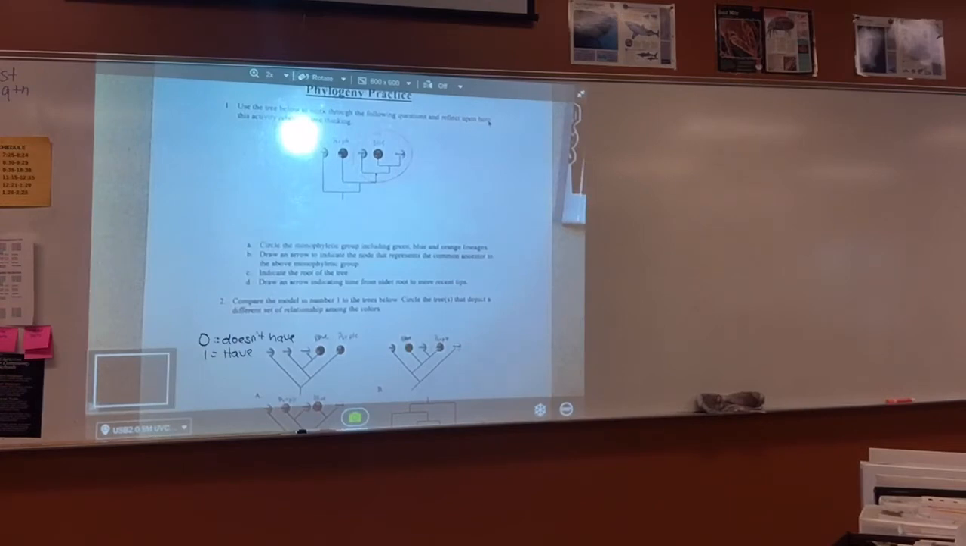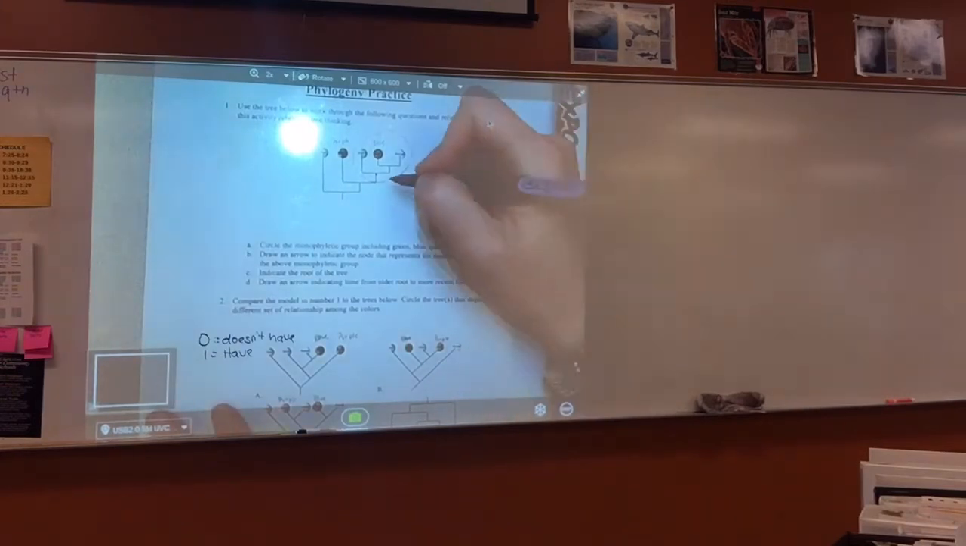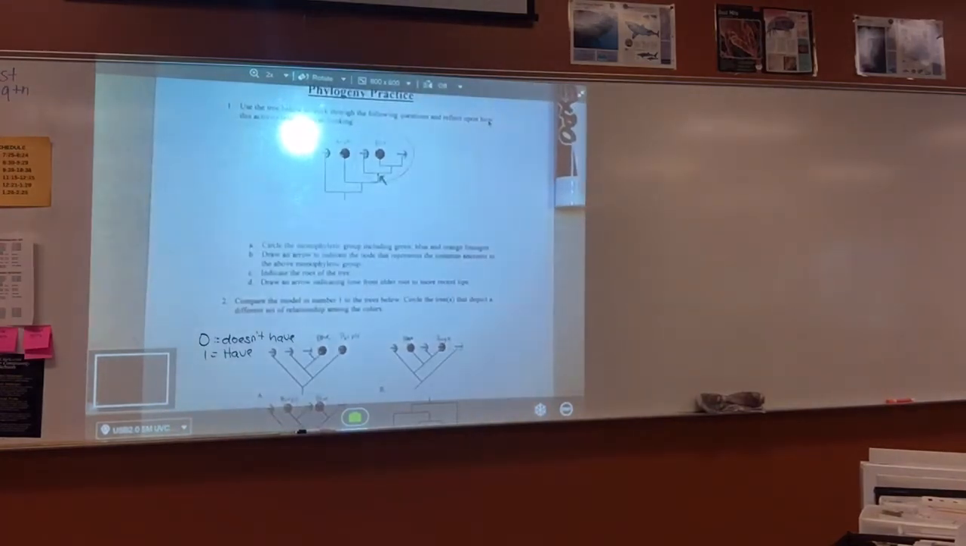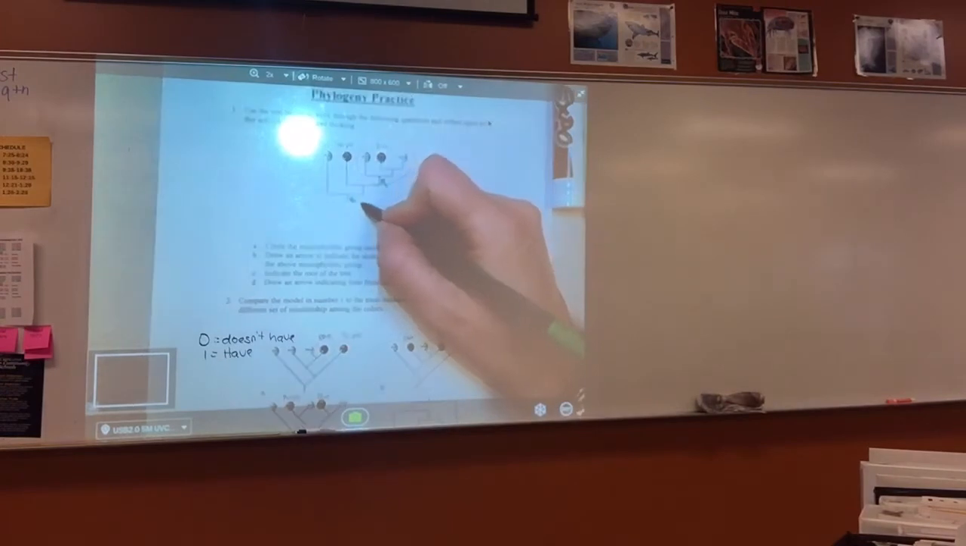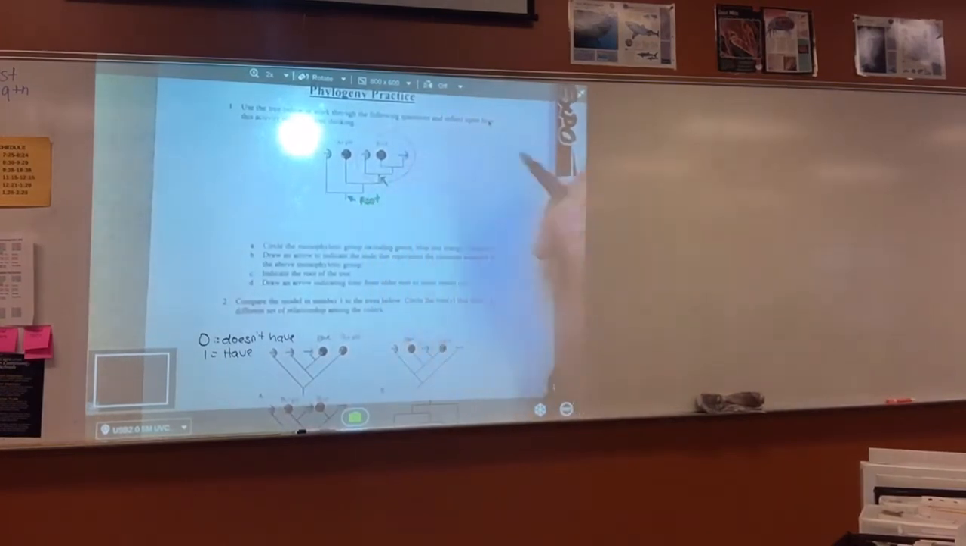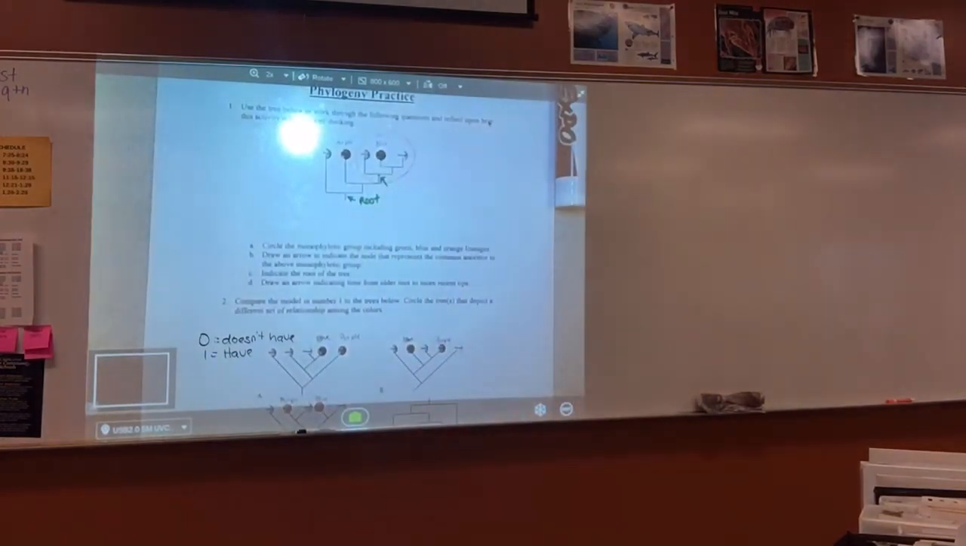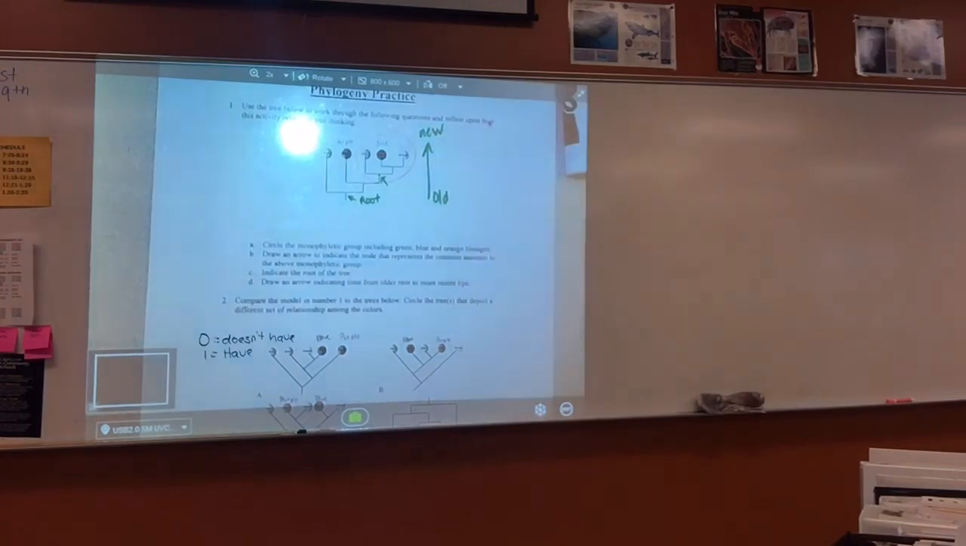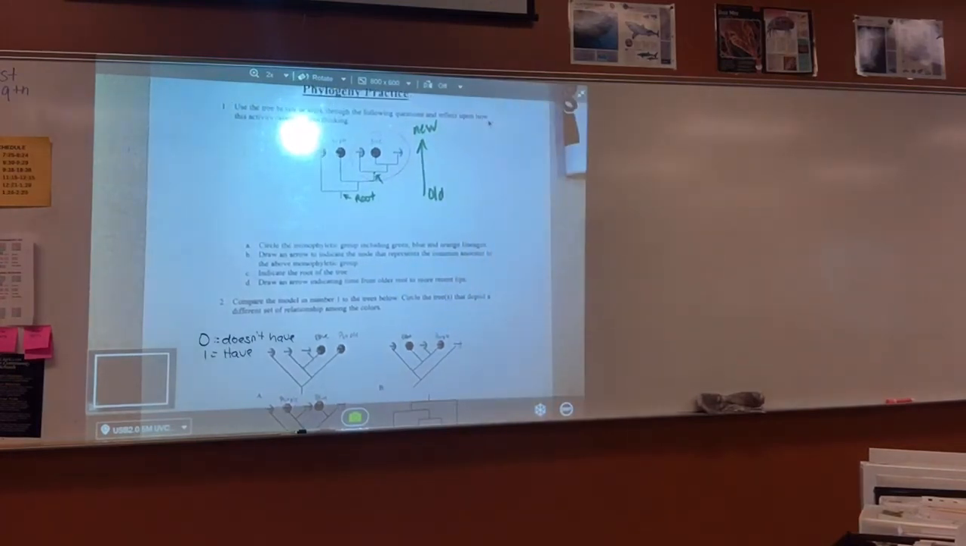Then B asks you to draw an arrow that represents the common ancestor. I just kind of did that. That's here. And then C asks you to indicate the root. The root is where the whole common ancestor of the whole tree would be. So this would be a root here. And then D, an arrow indicating time, and so that would be here, old. All right. Or recent, I should say.